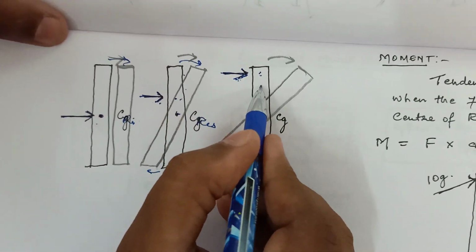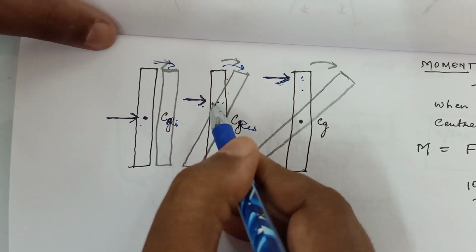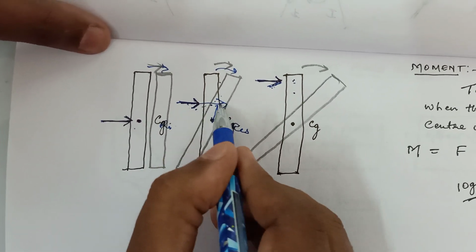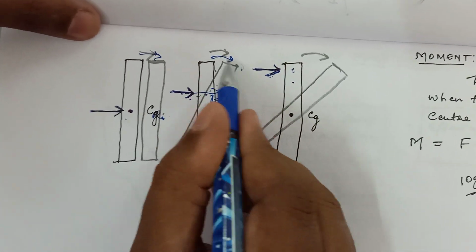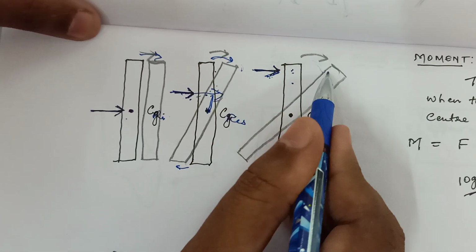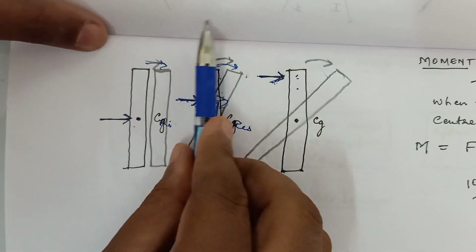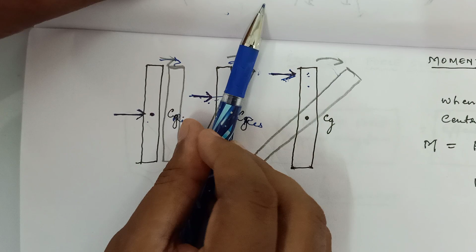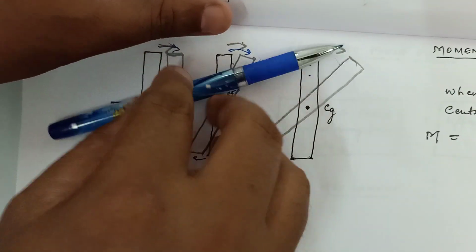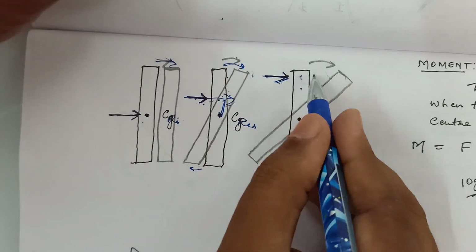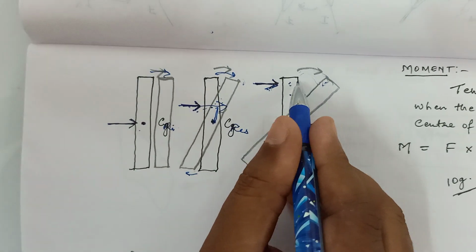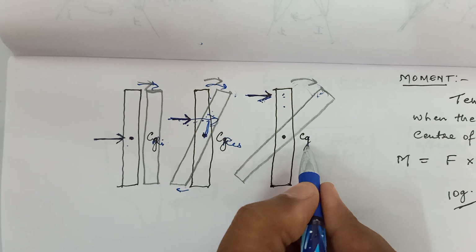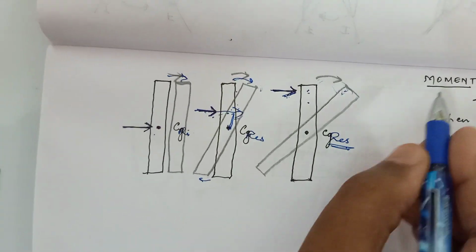So when you see the second and third diagram, you can see that the further the distance from the center of resistance to the force increases, the rotation of the body or the tooth will increase. That means if you apply it close to the center of resistance, it will only move like this. If you apply it very far away, it will move freely like this. So the rotational tendency of the tooth when you apply force away from the center of resistance is called moment.